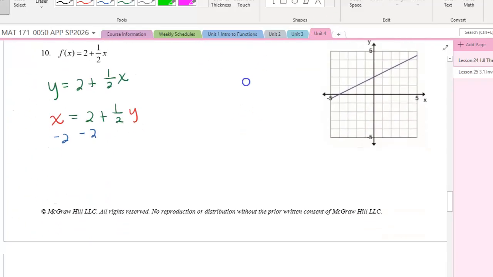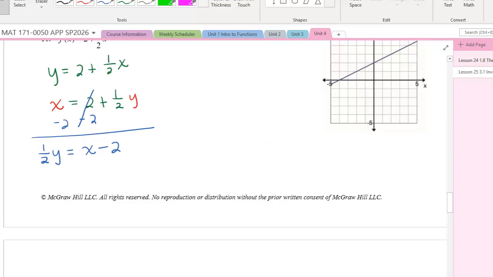So I'm going to write this as 1/2 y is equal to x minus 2. This canceled, I'm left with x minus 2, and I put it over here, and 1/2 y, I put over here. Now, you don't have to flip it around if you don't want to, but I'm a little OCD, so I like what I'm solving for on the left.